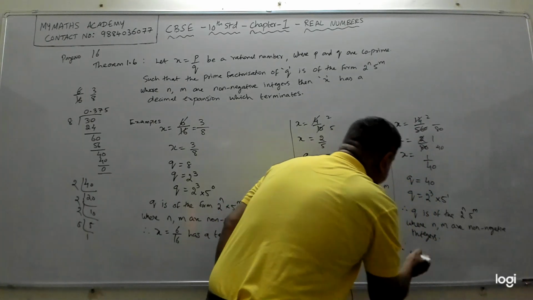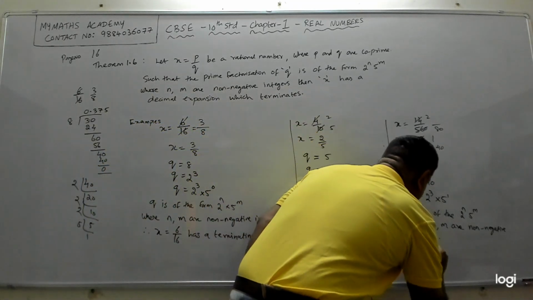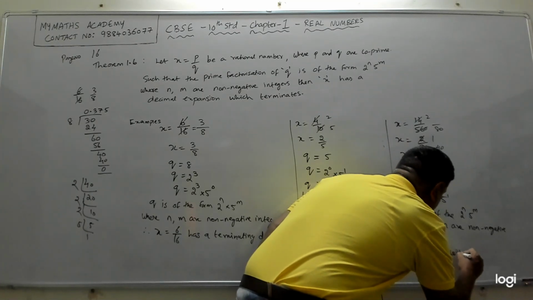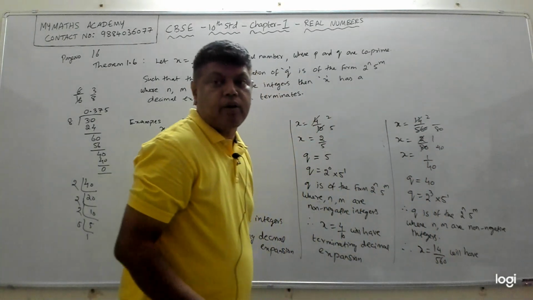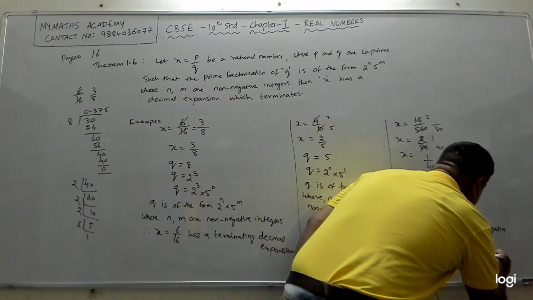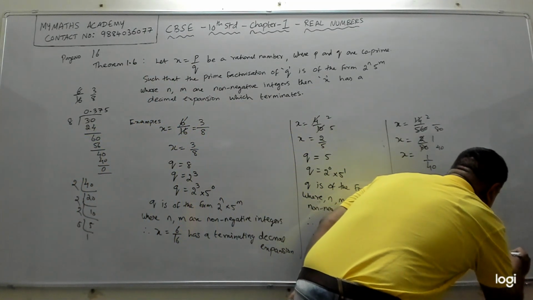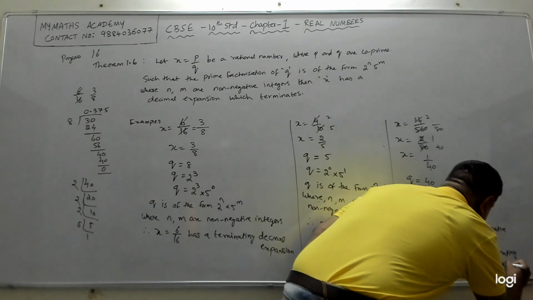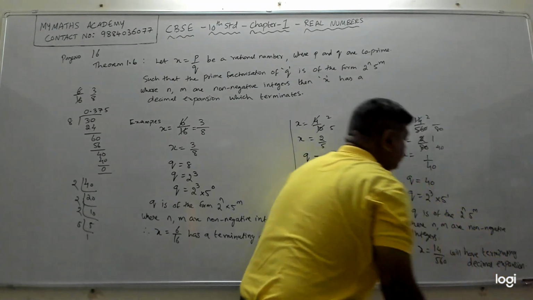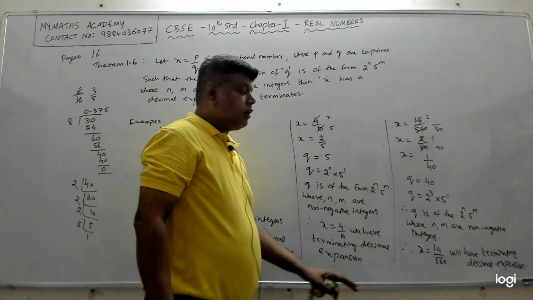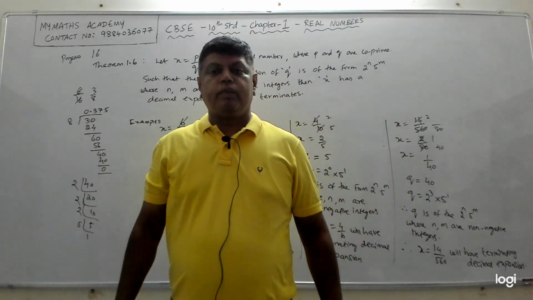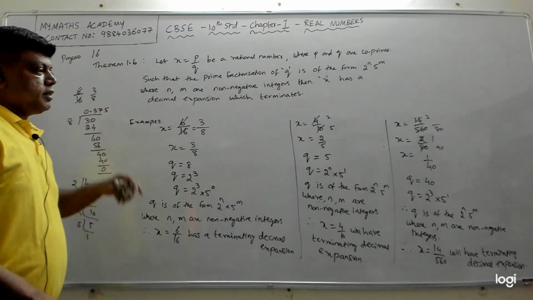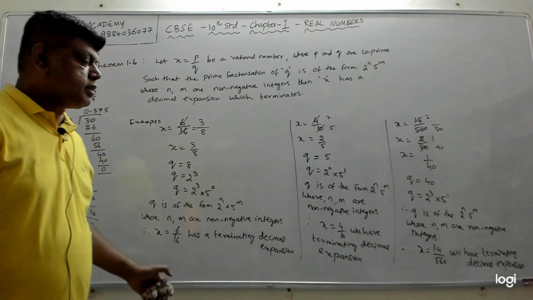So therefore, by this theorem 1.6, we can say x equal to 14 by 560 will have a terminating decimal expansion. Therefore, we can say it will have a terminating decimal expansion. Clear? So that is what theorem 1.6 says.